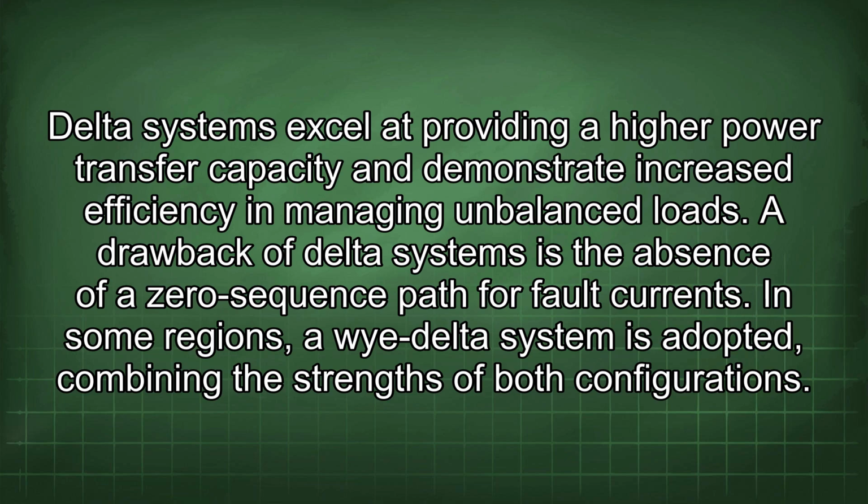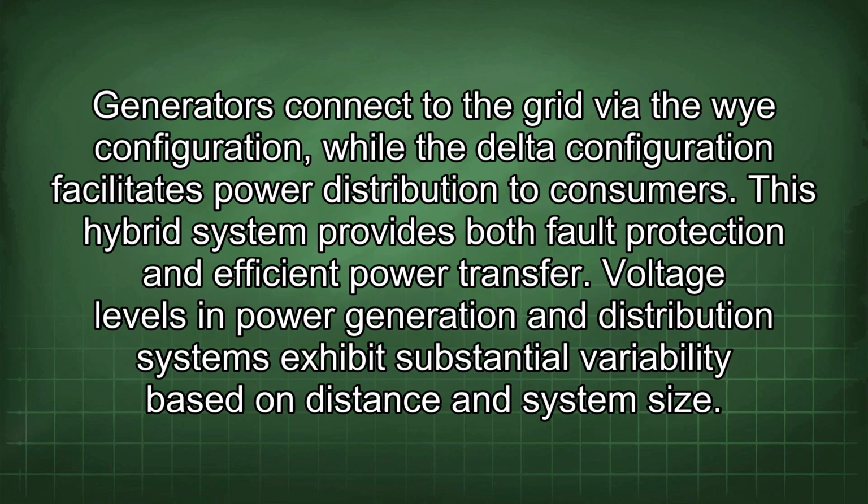In some regions, a wye-delta system is adopted, combining the strengths of both configurations. Generators connect to the grid via the Y configuration, while the delta configuration facilitates power distribution to consumers. This hybrid system provides both fault protection and efficient power transfer.